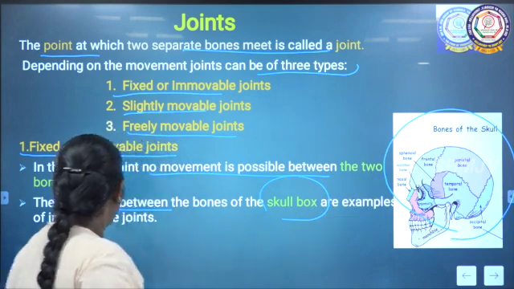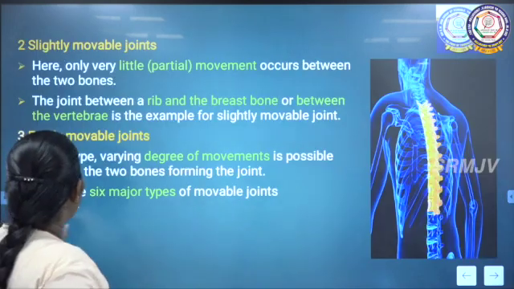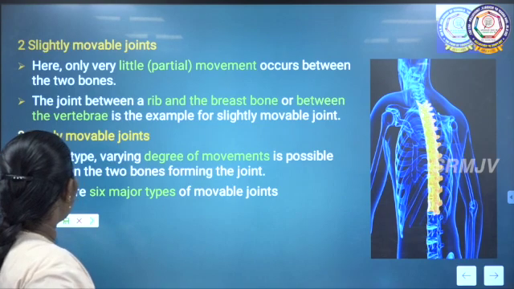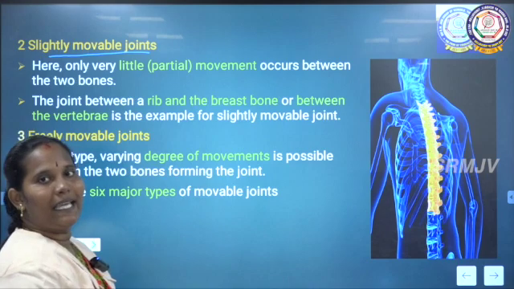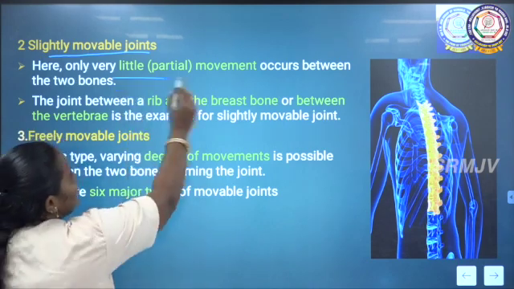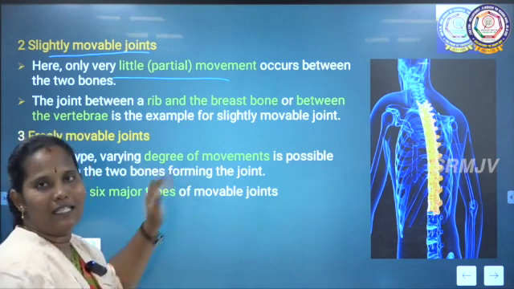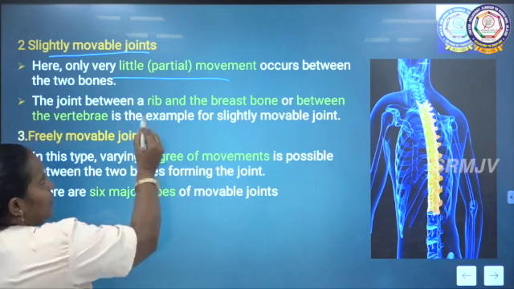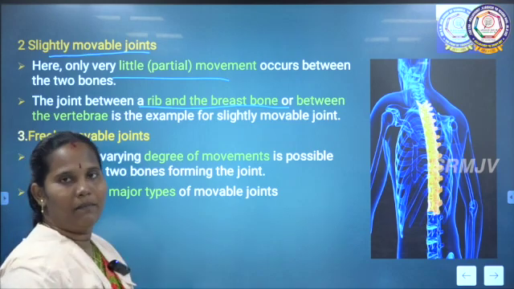Then next, the second one is the slightly movable joints, as well as the freely movable joints. Slightly movable means movement is there, but the movement is partial. Partially means just a simple movement only occurs in this type of joint. What is the example for this? We can say the rib bone and the vertebral column.